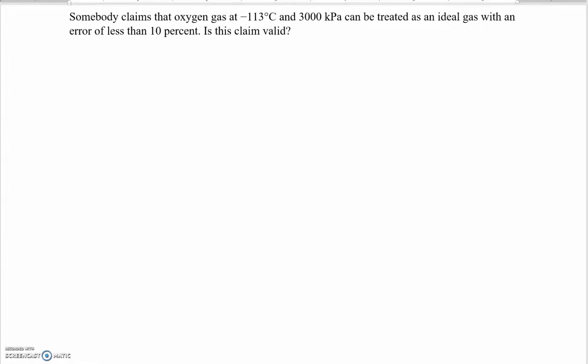This is just a single component gas. So you have your oxygen, and the temperature is minus 113 Celsius, so you have to convert it to Kelvin. Plus 273, that makes it Kelvin, so that's 160 Kelvin, and your pressure is equal to 3000 kilopascal, which is equal to 3 megapascal, because that's 1K times 10 to the 3, so 10 to the 6 gives megapascal, 3 megapascal. Now we need to find the z factor.